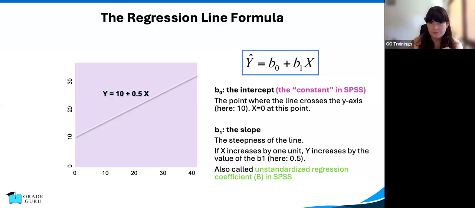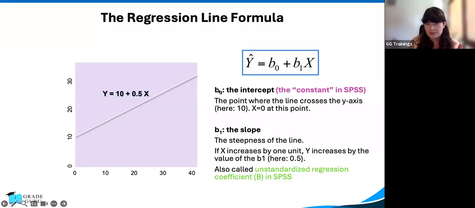So your b0 is your y-intercept. Intercept means that it is the point where the line cuts the y-axis. So it's here at 10. At that point where the y-axis is cut, x is at 0. This is just true about the b0 and the intercept at all times. When x is equal to 0, the predicted y value is the value of the b0. So that's the first thing.